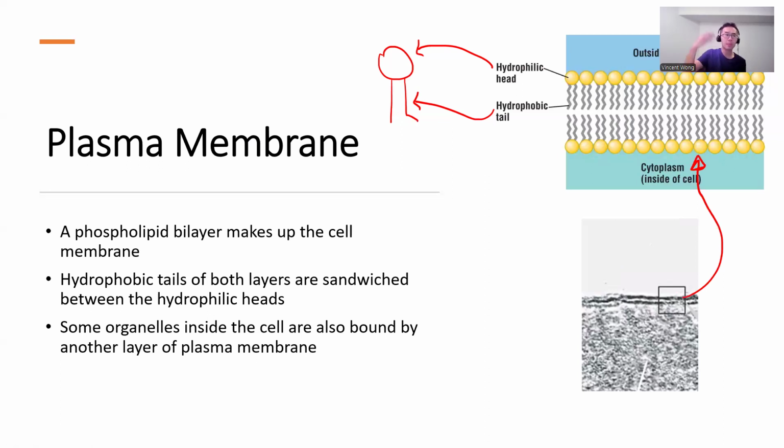Now, the cell membrane is not the only place you have these phospholipid bilayers. Some organelles, as you will see, that are inside the cell, have their own membrane as well. And those membranes are also made up of phospholipids.